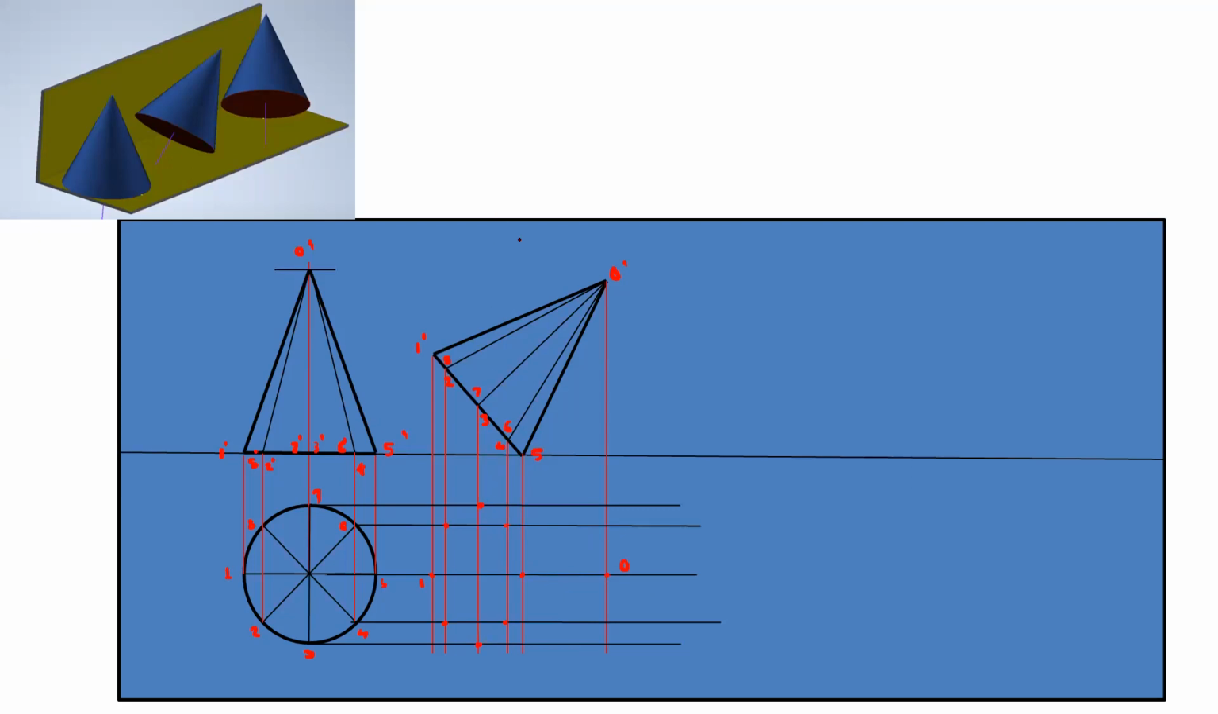And now observe from this direction. This is the position of the observer. You should mention this position in your drawing. For the first stage, this is the observer. For the second stage, this is the observer. And for the third stage, this is the position of the observer.